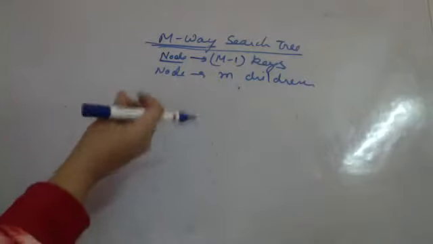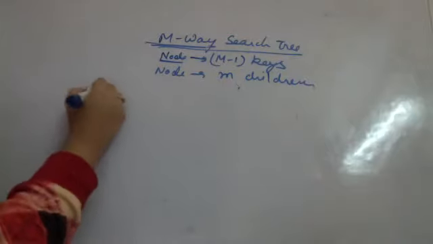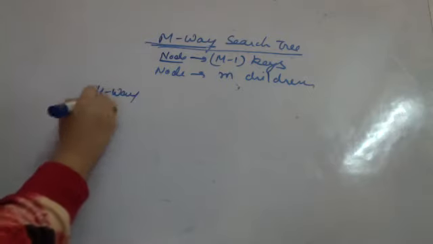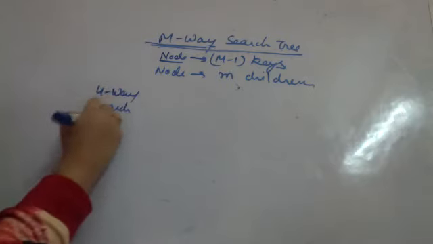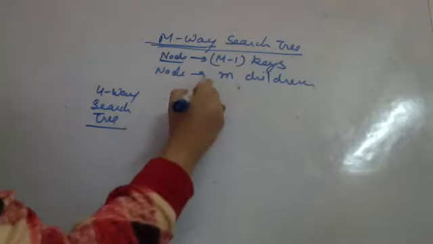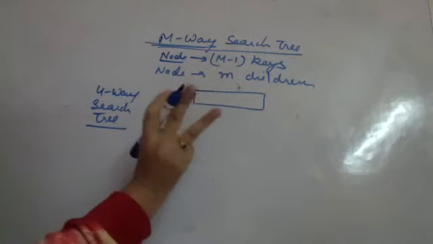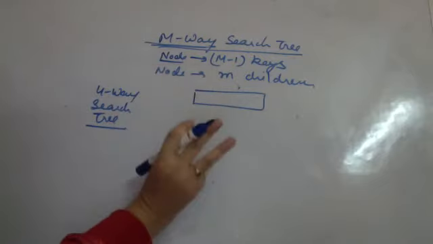Just for example, supposedly, I am taking a 4-way search tree. If I want to create a 4-way search tree, I'm just taking an example here. Supposedly I have a node. One node can have how many keys now? 3 values. Not a single value, we are storing 3 values.